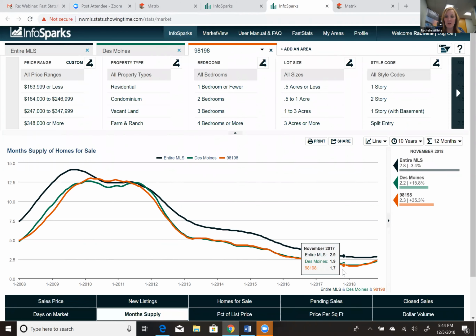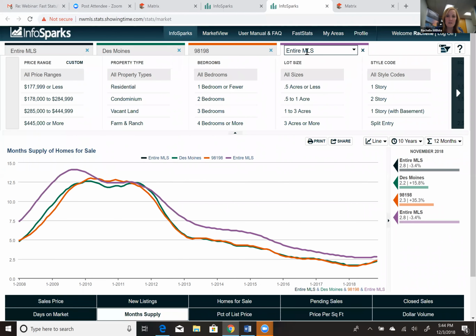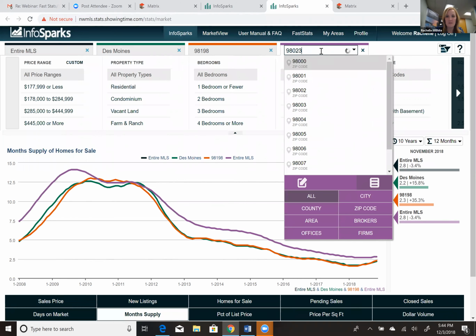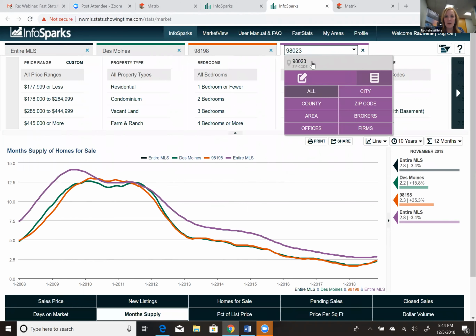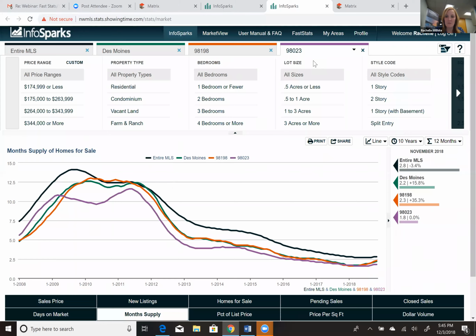Notice it follows the green line pretty closely, so it's not much different. But let's also compare Federal Way. Like I said, Des Moines and the 98023 is the closest zip code to the city of Des Moines. So I'll go ahead and include that zip code so we can compare and crunch the numbers there. Notice the purple line is actually kept more stable when it comes to months of supply. 98023 only has 1.8 months of supply versus 98198, which is 2.3.